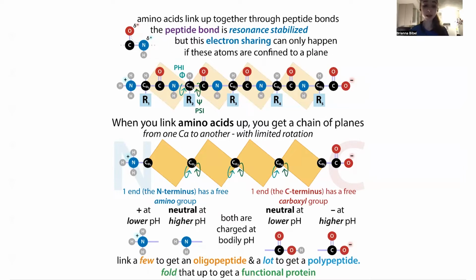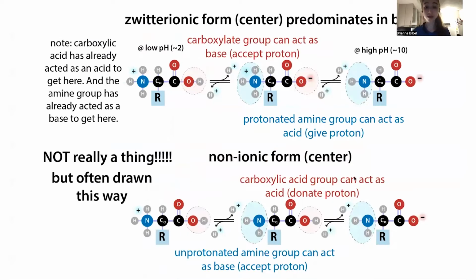But how this comes into play is that you often see amino acids drawn in this neutral form, this totally non-ionic form, where this is deprotonated and thus not charged, and this is protonated and thus charged. And the thing is, this doesn't really exist. And as we'll get into, this is because of the pKa's of these different groups, which is a measure of how greedy they are for actually taking those protons.